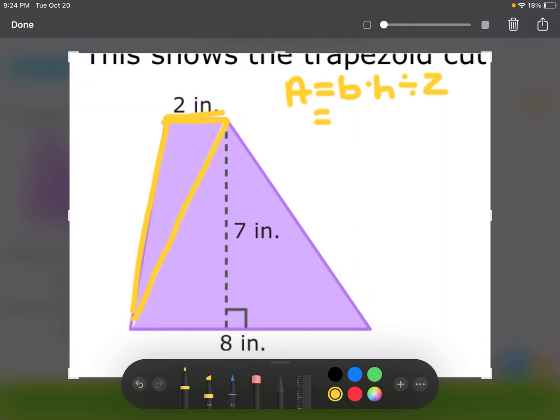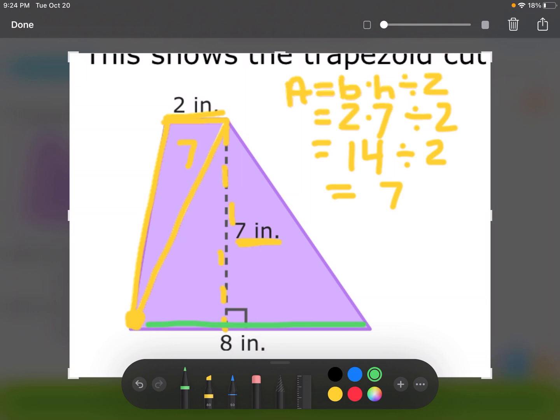So this triangle has a base of 2. Its height, if you think about it, has actually been constructed on the outside. Remember, the height has to go from the base to the opposite corner. So the measurement that represents that is this 7 inches. So 2 times 7 is 14. 14 divided by 2 gets you an area of 7.